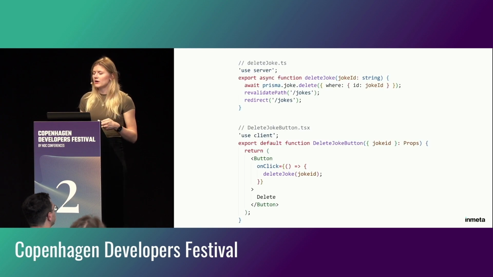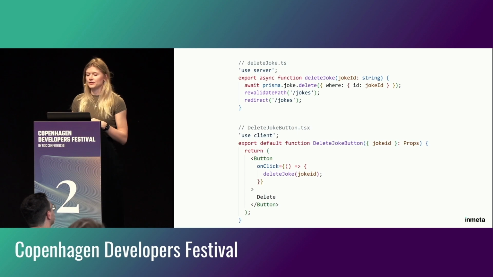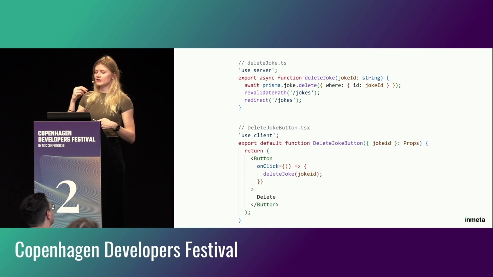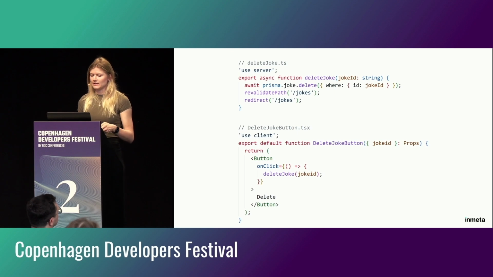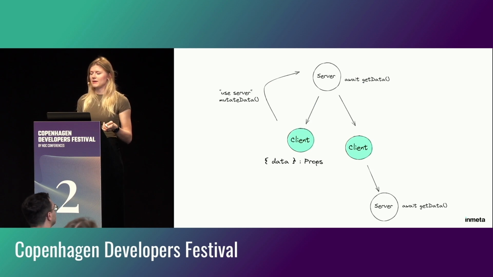So here I have a file marked with use server, turning the function inside it into a server action. And I can now call it from a client component. And that's basically all I need to do. But I also need to tell Next.js that I have changed something in the data when I've done my mutation, so that it can regenerate these server components. And I do that by saying revalidatePath, which will validate the view and fetch new data from the database. So looking at our data management graph here, the server action seamlessly takes us back from the client and to the server again.